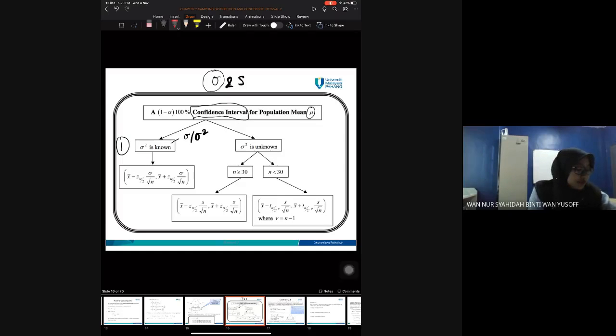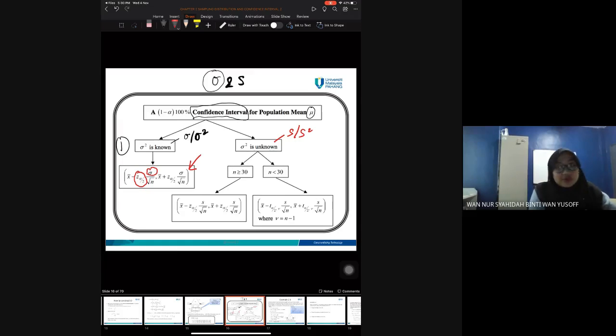When sigma is known, it means that we have sigma or sigma square in that question. So we use the first formula here, the formula with the sigma and also the Z distribution. If unknown, it means that there is an S or S square in that question. There is no sigma in that question. Then we use the second condition here, sigma square is unknown.